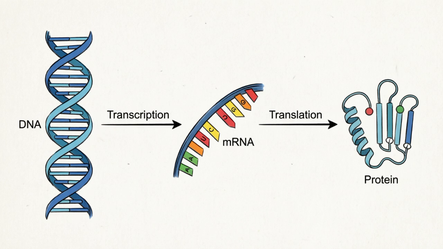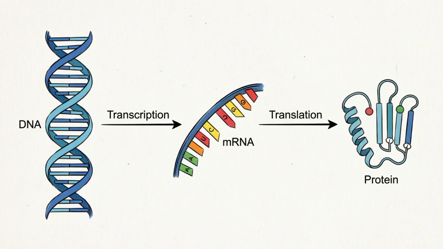On the left side, we have the DNA molecule. It is a double helix with a sugar phosphate backbone and nitrogenous bases like adenine, thymine, guanine, and cytosine. In the center, the arrow represents transcription. This is the synthesis of RNA from a DNA template. This creates the mRNA molecule shown in the middle.